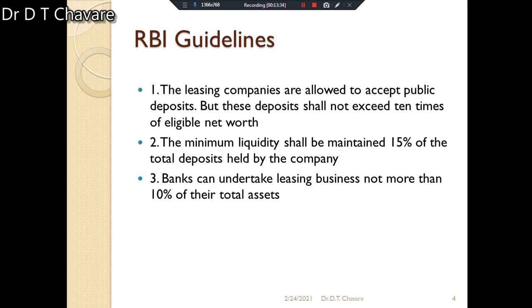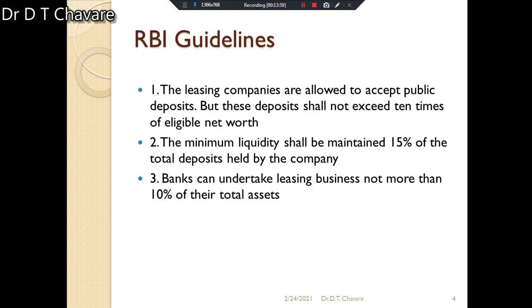Then the second guideline provided by the RBI is that the minimum liquidity shall be maintained at 15% of the total deposits held by the company. What is the rule? Minimum liquidity of that company shall be maintained at 15% of the total deposits held by the company.